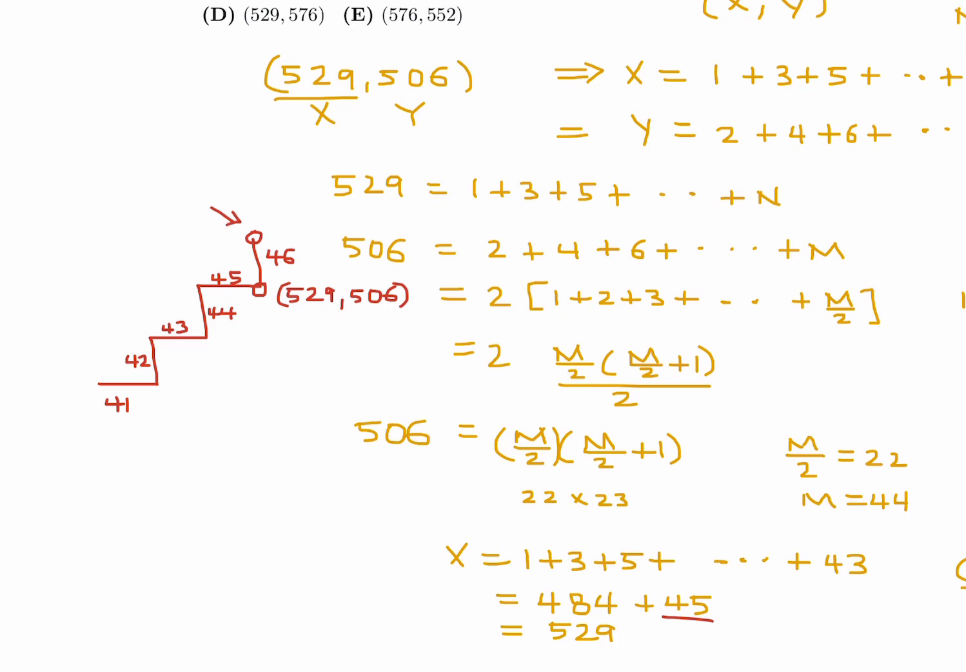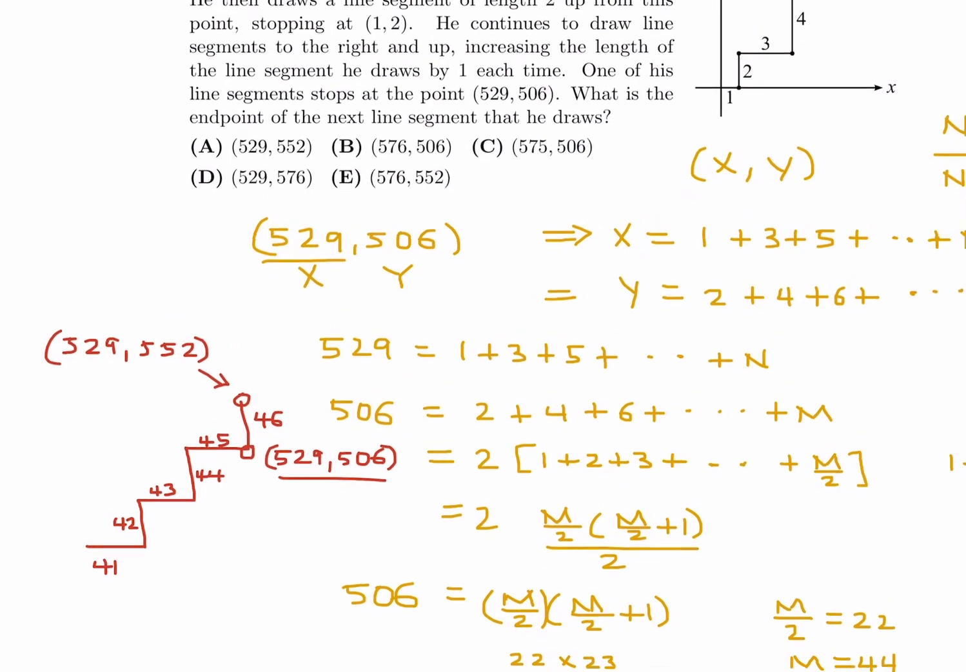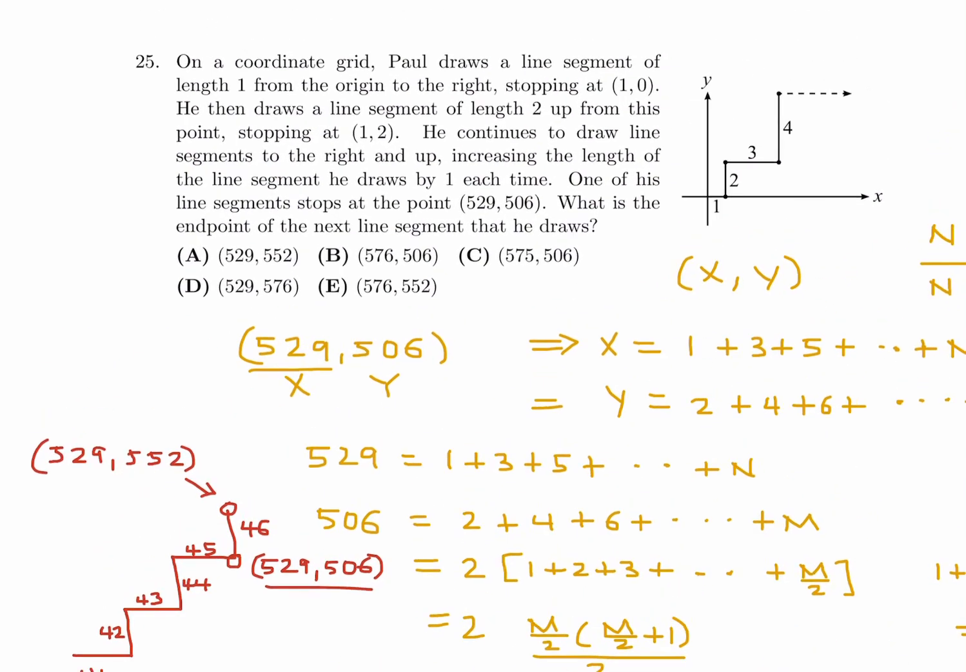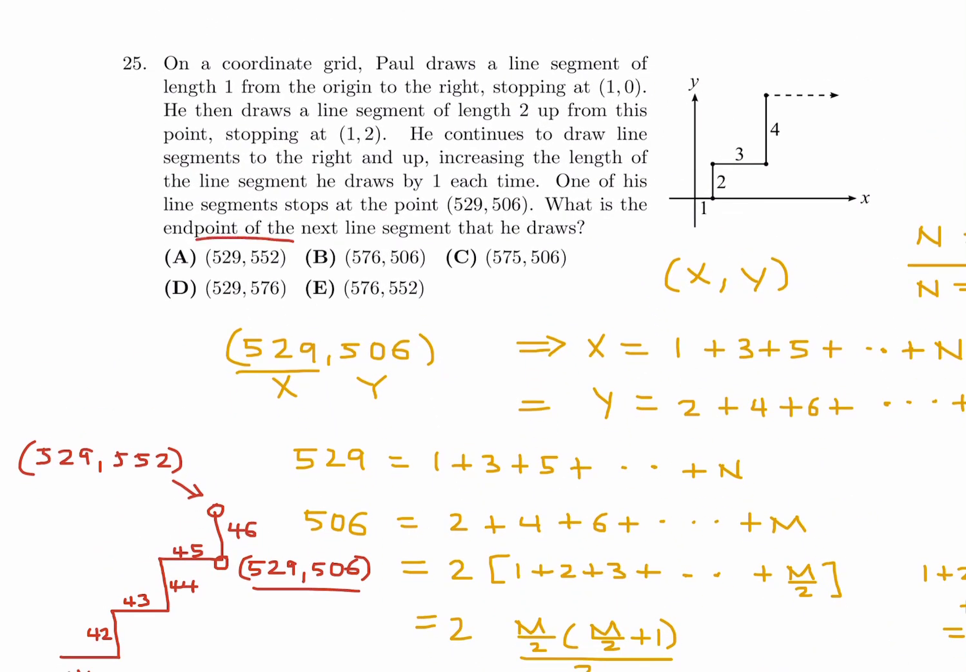And they're saying, what are the coordinates of that point? Well, if you go up 46 from this point, the x-coordinate doesn't change. It just remains 529. But the y-coordinate definitely changed. You have to add 46 to the y-coordinate. And when you do, you get 552. So that is going to be the endpoint of the next line segment that he draws. And therefore, number 25, the answer is A.